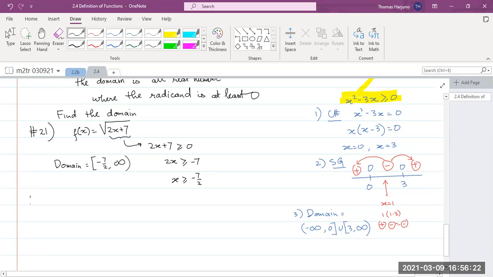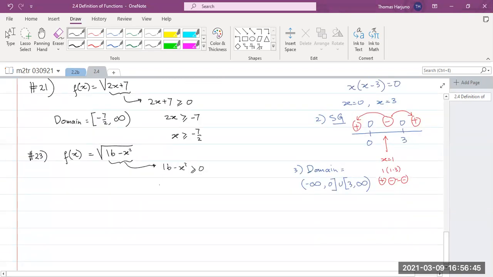Okay, number 23, the function f(x) equals the square root of 16 minus x squared. Then the radicand has to be non-negative. Now you execute it yourself. You do step 1 because that's a polynomial inequality, right? Step 1, what's the critical number? Step 2, what is the sign graph? Step 3, that's the solution. And therefore, the domain is that. But you need to go through this procedure here.